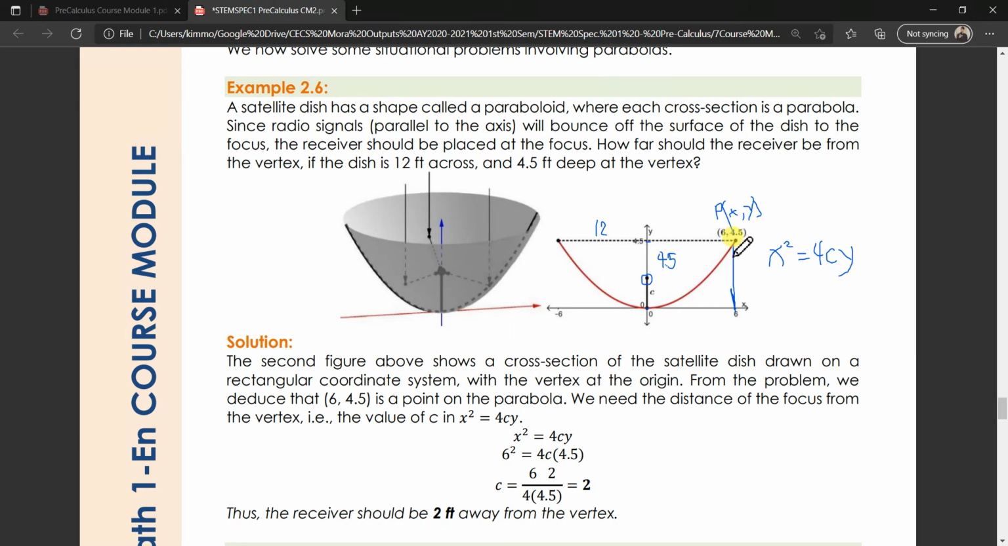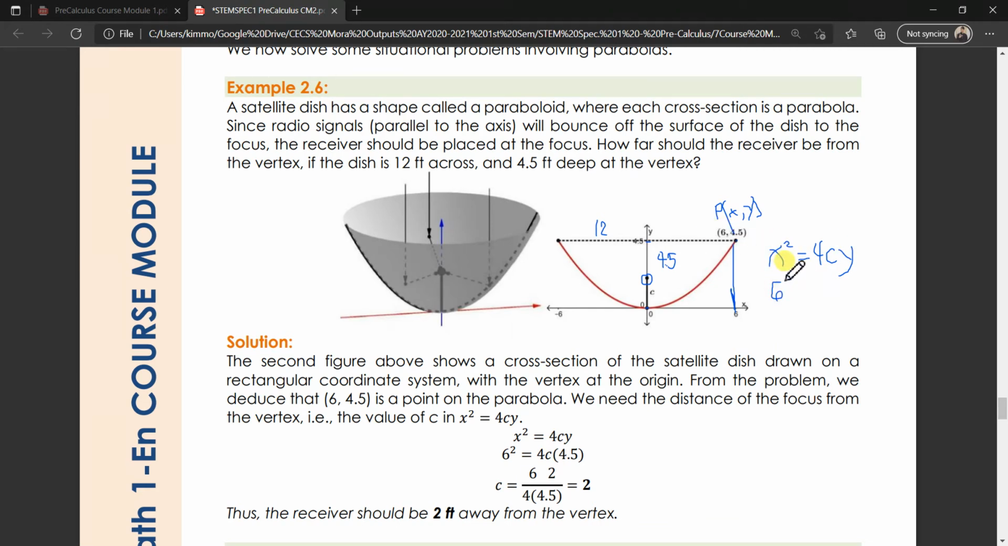And the y naman, that is the depth of our parabola. So, ang kalalumon sa atong parabola. So, that is also equal to 4.5. Kani nga height niya. So, nanatay x and y. So, at this point of our parabola, ang iyahang coordinate kay 6 and 4.5. So those are the values nga i-substitute sa x and y. So again, our x that is equal to 6.